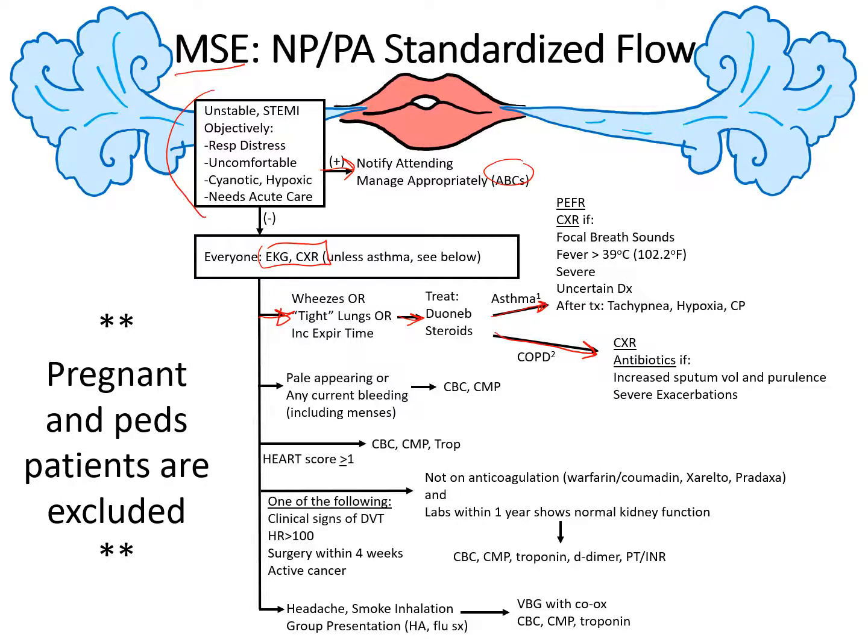On to anemia. The comprehensive algorithm is very vague, stating that any concern for anemia should get a CBC. However, in the MSE, I try to be more direct and try to catch the patients that may need a transfusion sooner than later, which would include someone who is pale appearing or has any current bleeding, even menses, because a patient's account of the severity of their flow can be variable.